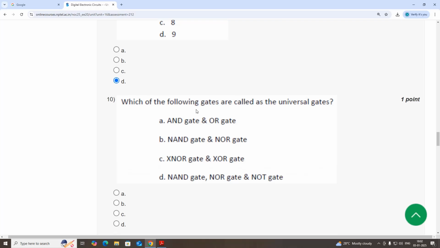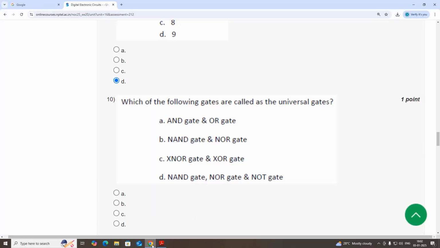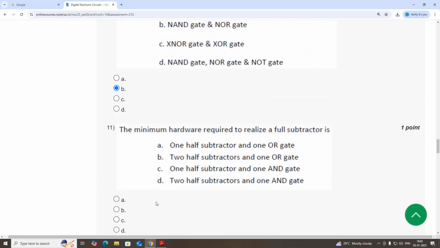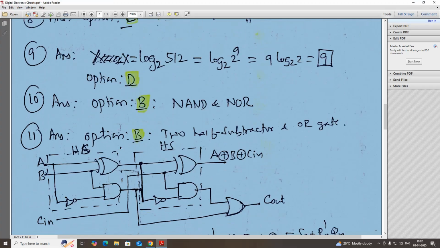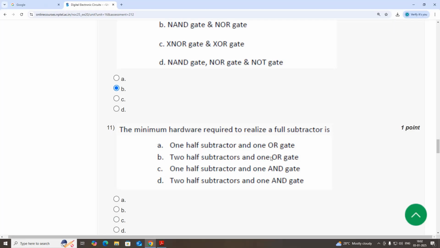10th question, which of the following gates are called universal gates? Option B, NAND and NOR. 11th question, the minimum hardware required to realize a full subtractor is, we'll see the solution. Half subtractor, another half subtractor, and then an OR gate. So it is option B, 2 half subtractors and 1 OR gate.